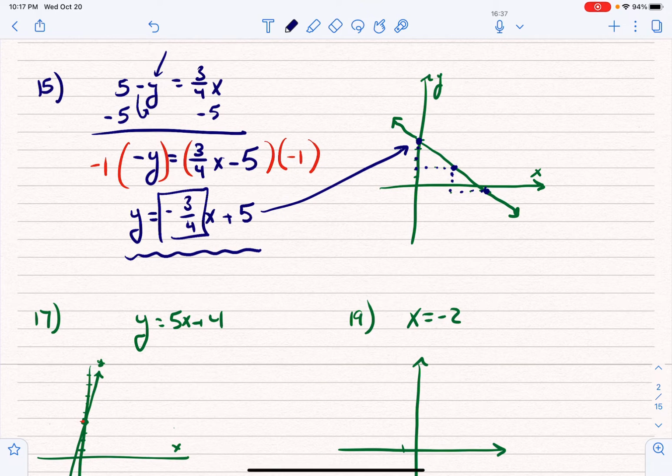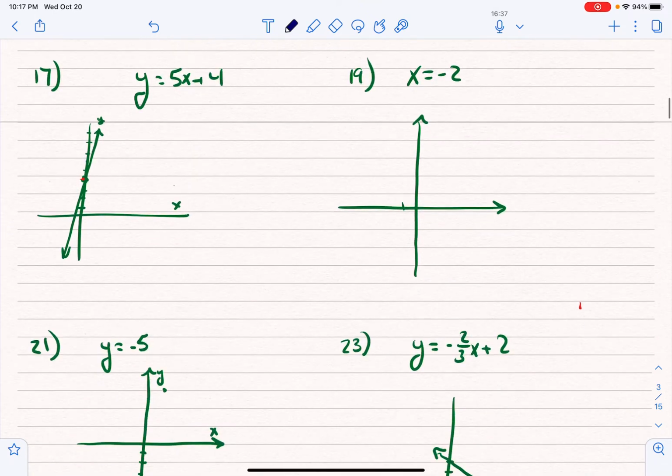Okay. For 17 through 23, we were just told to graph each line, and so I drew some basic graphs. They're not very pretty, but they will do. Y equals 5x plus 4, that's a very steep slope. 5, that's almost practically vertical. And so 4 is my y-intercept where I start, and I simply just go up 5 over 1, up 5 over 1. Okay, now this is the wild one.